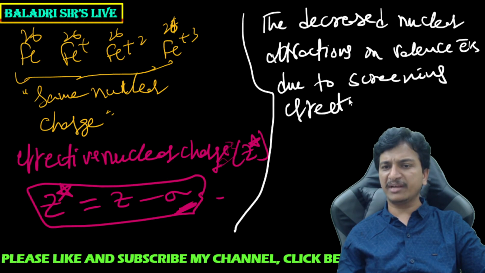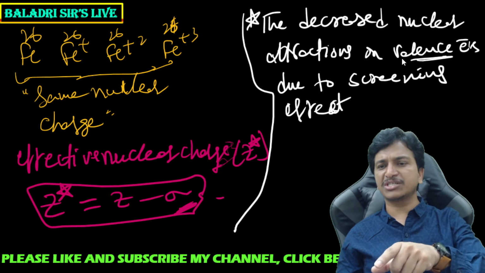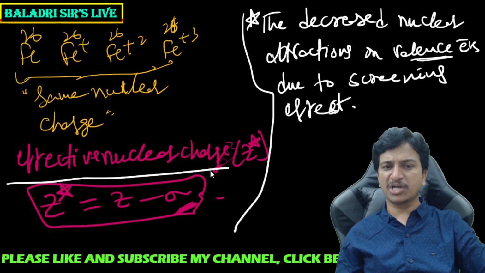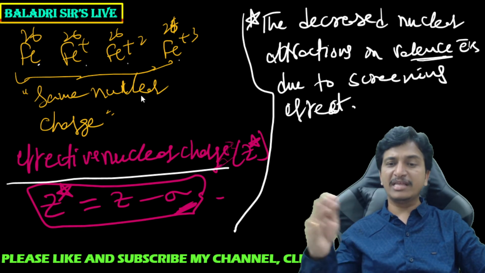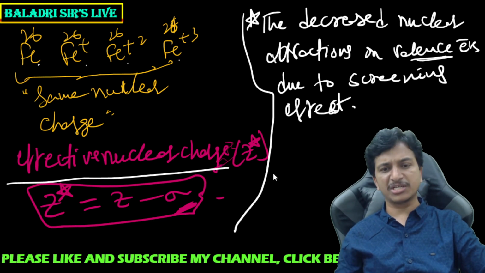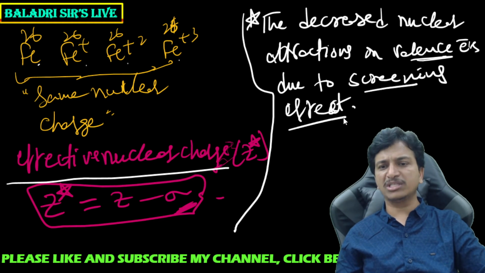Due to the screening effect, what happens? On valence electrons, this nuclear attraction decreases. The decreased nuclear attraction on valence electrons due to the screening effect is called effective nuclear charge. Let us take Fe, Fe+2, Fe+3. They have the same nuclear charge, but they will have different effective nuclear charge. So before going to how effective nuclear charge changes, we will come across this screening effect.